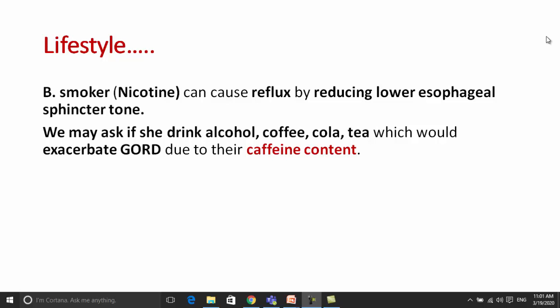But if you ask the question again in an appropriate manner, they will say, okay, we drink one cup of coffee each day, but not a large amount of coffee. And then it is important to identify the right information provided by the patient. Why do you ask about coffee, cola, tea, or alcohol? Because these all can exacerbate gastroesophageal reflux disease due to their high caffeine content.